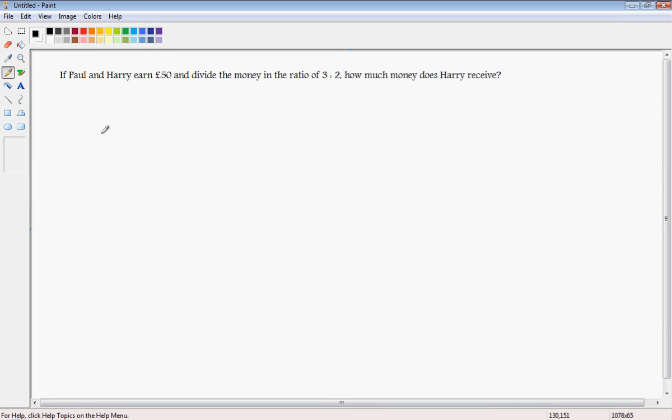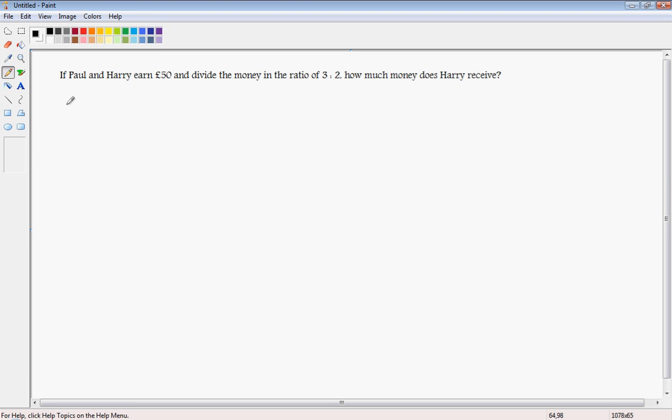Okay, so I thought we'd try a simple ratio problem and see how we can go about answering this. Now, the question tells us if Paul and Harry earn £50 and divide the money in the ratio of 3 to 2, how much money does Harry receive?